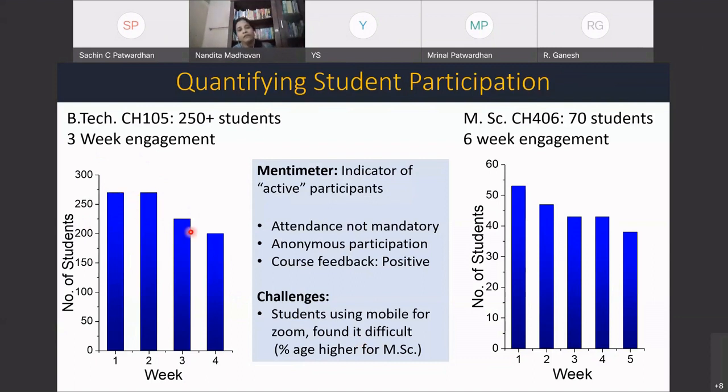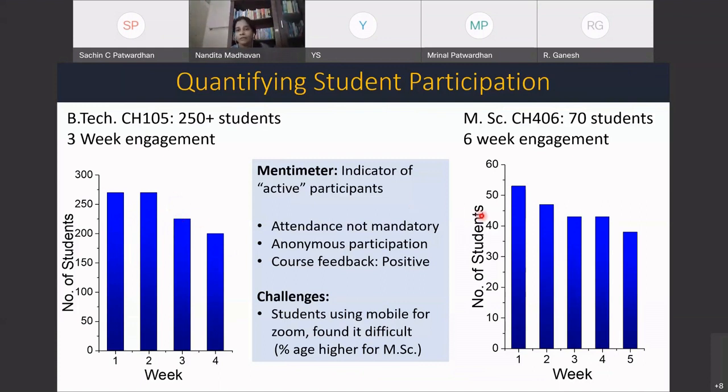So this is the engagement for the 3 to 4 week course, which is 105. As you see, there is a dip in the number of students. On the y-axis, I have the number of students, and this is the week. So in week one, you can see that out of like 300 students who attended class, there were, I would say, 270 who were attentive and answering all the Mentimeter quizzes. Then this stayed in week two. There was a dip when I go to week three and week four. But the percentage of students attending class to students taking the Mentimeter quiz remained the same.